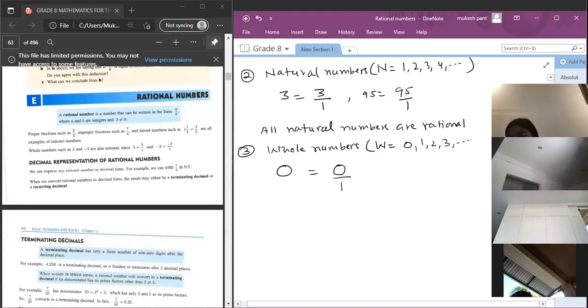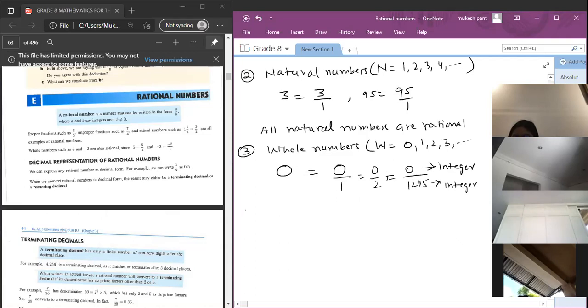That means you can write 0/1, or 0/2, or 0/1295. Any number you can write in the lower part, and the answer will remain the same, that is 0. Because 0 is an integer. Upper part 0 is an integer, and lower part is a non-zero integer. So if I write 0/2, this is rational because the upper part is an integer and the lower part is also an integer. Absolutely right.